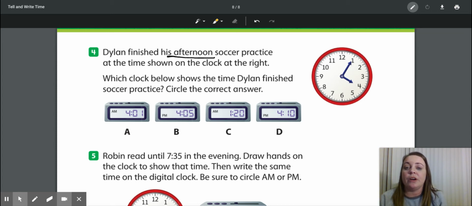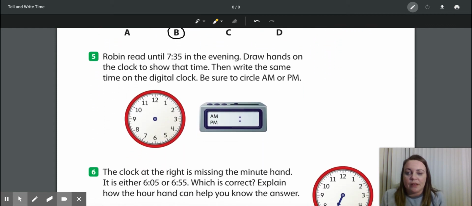And remember, we're in the afternoon, so PM. A, 4:01, is not the right time, and it's AM. B, 4:05 PM. So it's got the right hour, it's got the right minutes, and it's got PM for afternoon. We're circling B. I'm going back up to the problem to see if it says circle all. It just says circle the correct answer, so there's just one answer.